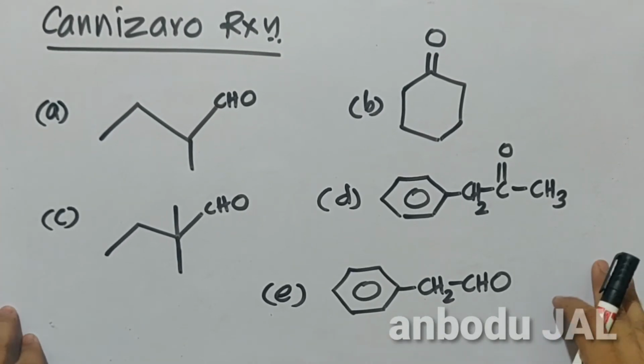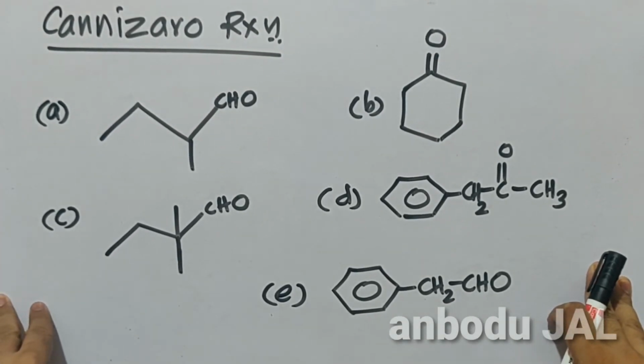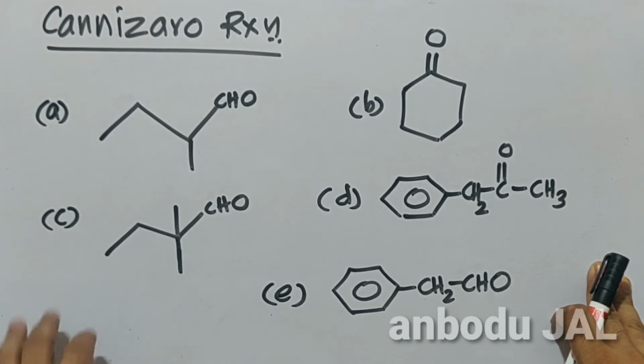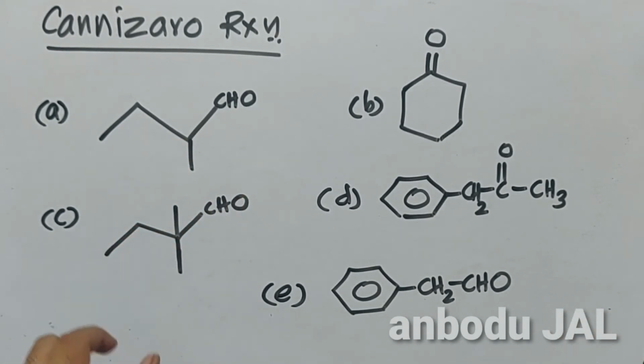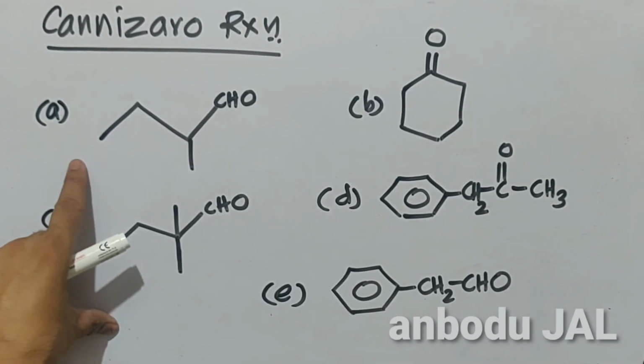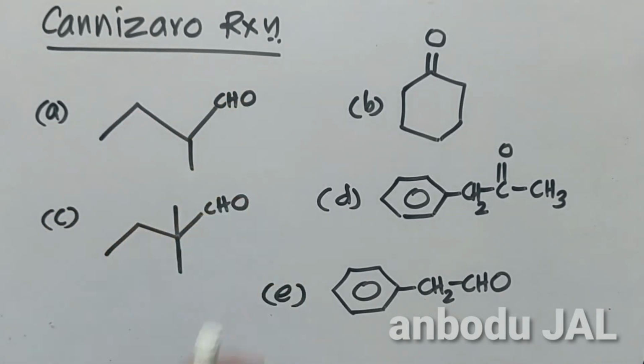Next question is, which of the following undergo Cannizzaro reaction? You get this question? And in the previous question also, the question was from the Cannizzaro reaction part. So two questions are asked from Cannizzaro reaction only. The first compound is 2-methylpentanal. Listen here. Cannizzaro reaction is only for the compounds having no alpha hydrogen.